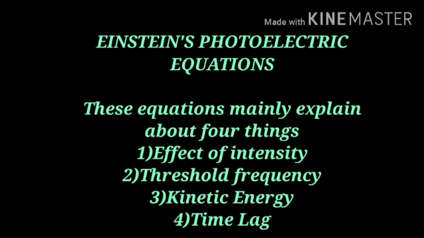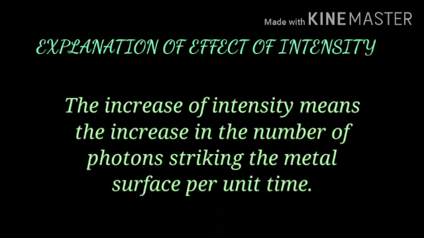Einstein's photoelectric equations are very useful. They can explain the effect of intensity, threshold frequency, kinetic energy and time lag. Explanation of the effect of intensity: simply, intensity means the number of photons striking the metal surface per unit time. So as the intensity increases, the number of photons striking increases. We know that one photon ejects one electron. So as the intensity increases, the number of ejected photoelectrons increases.